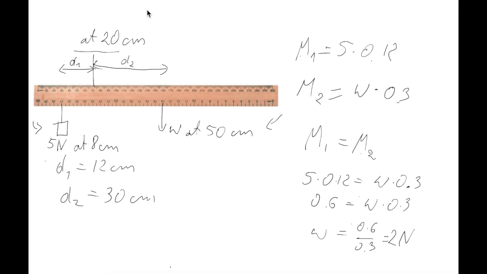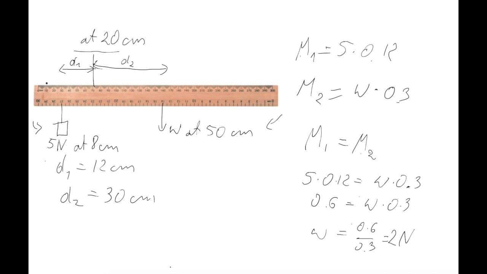Okay, so for the next part of our problem, we're looking at a suspended ruler. It's suspended by a thread at the 20 centimeter mark. There is a weight of 5 newtons placed at the 8 centimeter mark, and the weight of the ruler acts through the 50 centimeter mark. This problem is asking us to find the weight of the ruler. So the first thing to note is that the ruler is in equilibrium, which means that the moments and forces acting on that ruler are all balanced. So counterclockwise moments are equal to clockwise moments, and forces acting upwards are equal to forces acting down.